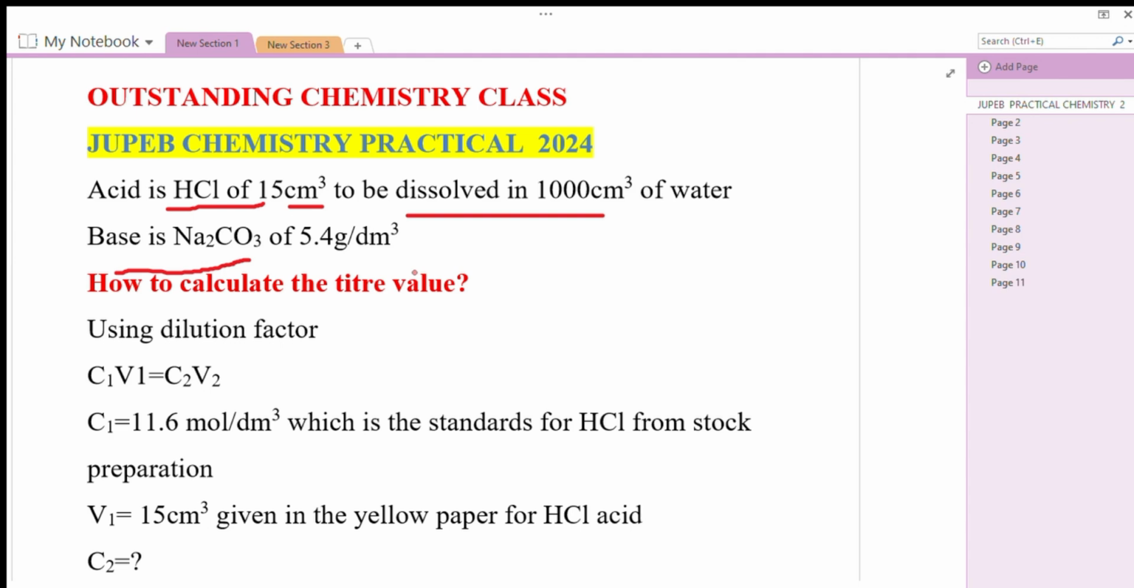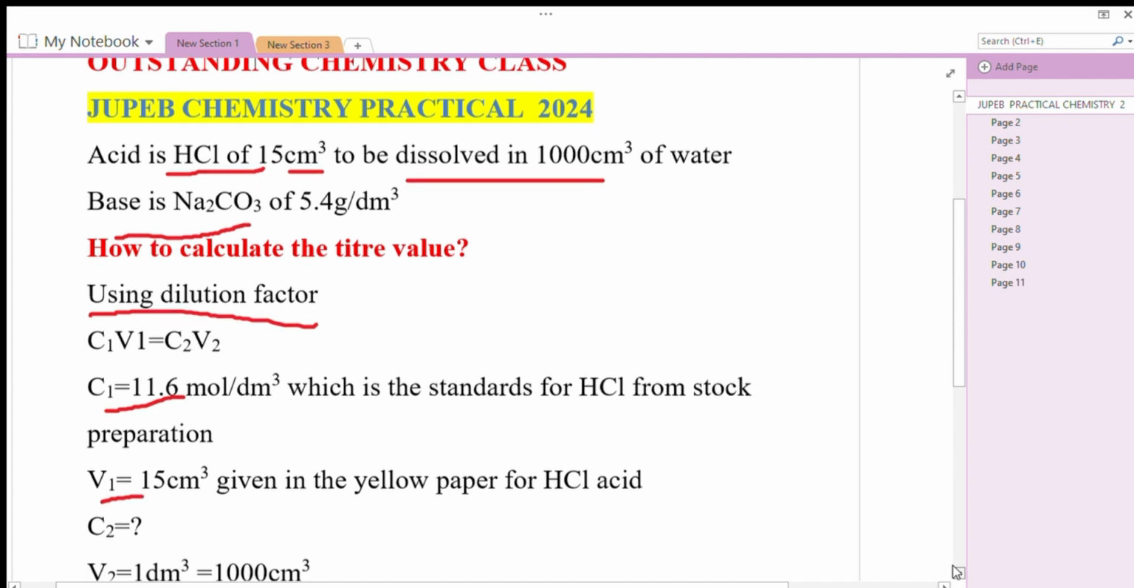So you actually need this aspect to know how to calculate or arrive at your expected titer value. So let's quickly use the dilution factor. Dilution factor is C1V1 equals C2V2: initial concentration, initial volume, final concentration, and final volume. So from the preparation of stock solution of HCl, we have 11.6 mole per dm³, giving the value of initial volume, 15 cm³ of acid.